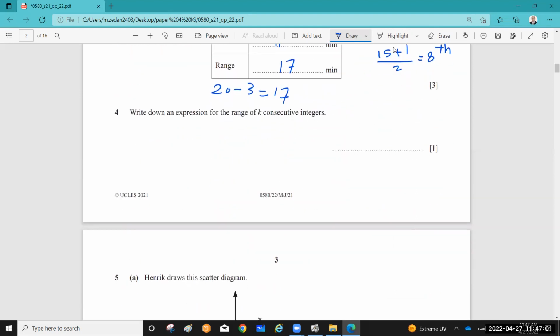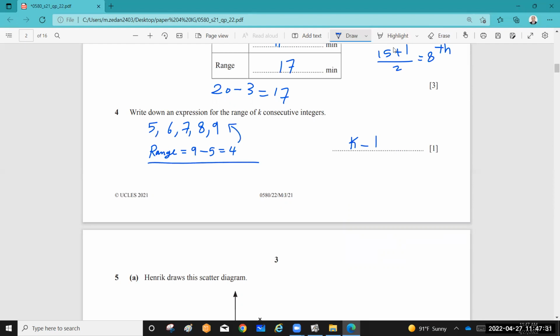Question number 4. Write down an expression for the range of k consecutive integers. The answer is k minus 1. How? Consider you have 5, 6, 7, 8, 9, 5 consecutive integers. The range of these values equals 9 minus 5, which is 4, less than the number of them by 1.